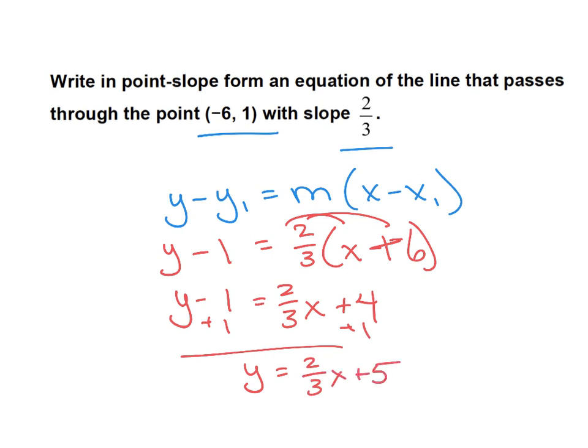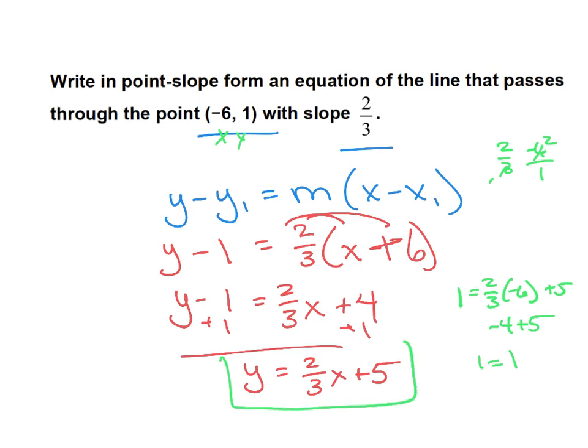Another way to check it, if you want, is you can change this now just to an x and y and plug it in. So 1 equals 2/3 of negative 6 plus 5. So again, 2/3 of negative 6 would give me 4. This would be a negative 4 plus 5 would give me 1. 1 equals 1. I know this is correct.